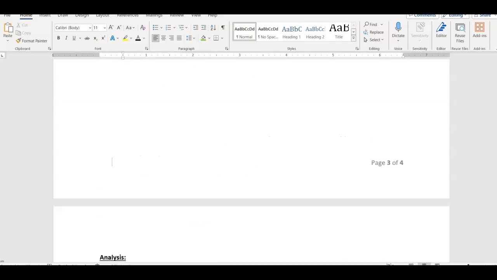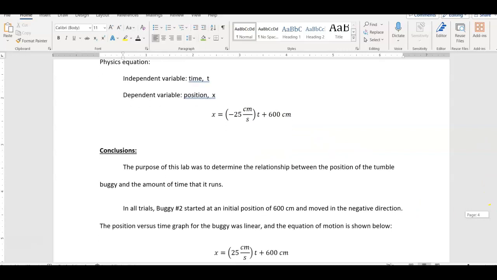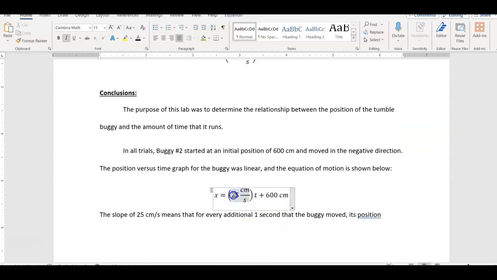Why do I have... I'm so sorry, girls. My slope should have been negative because I'm doing an example where it moved in the negative direction. And this 6 minus 9.2 would have been negative. I just overlooked that. Okay, so let me put my negatives in because it is a negative slope.